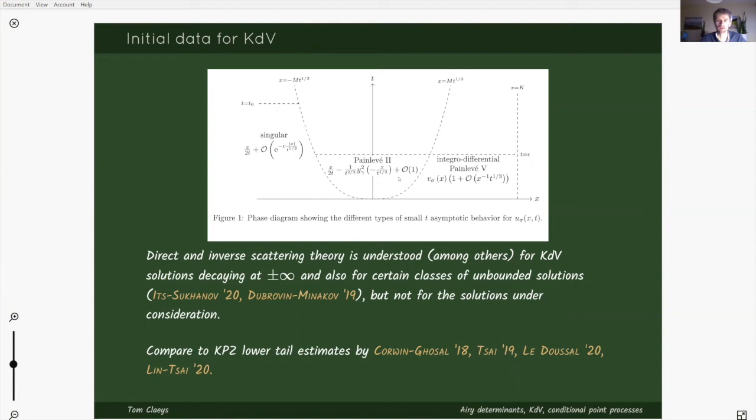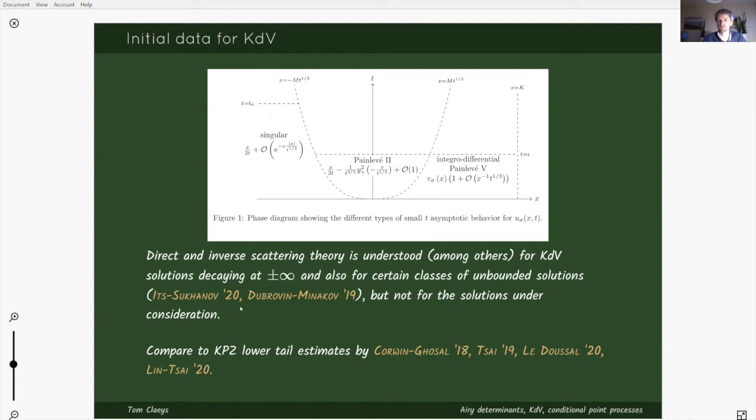And so in a way we can see this as an inverse scattering problem for a family of KdV solutions, of unbounded KdV solutions with ill-posed initial data. But in a way this is scattering theory for KdV. And so the classical scattering theory for KdV holds for bounded solutions, in particular for solutions that decay sufficiently fast at plus and minus infinity. But there is also scattering theory more recently that was established for certain families of unbounded solutions.